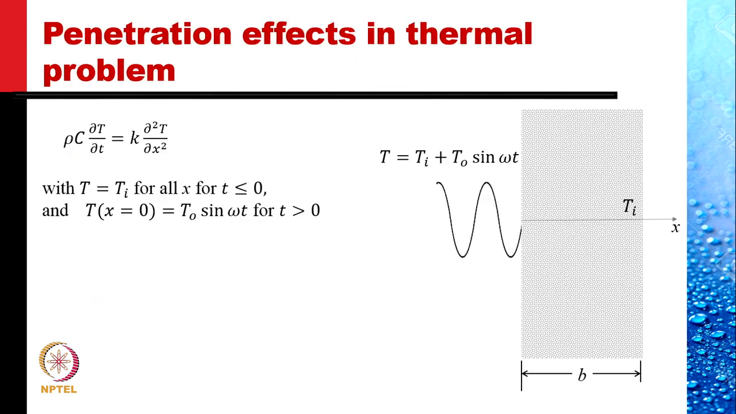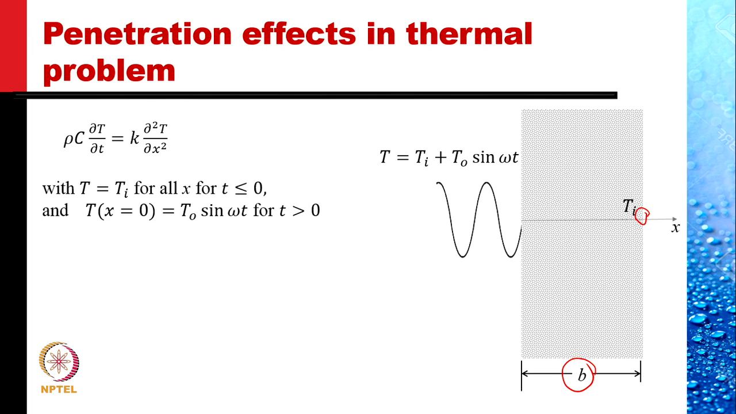Let's do a similar problem, but in heat conduction. We have a slab of thickness B, one end of which is maintained at Ti, the initial temperature of the slab, and the other end is subjected to a fluctuating temperature. T is equal to Ti plus T naught sine omega t, with the amplitude T naught and the circular frequency omega.